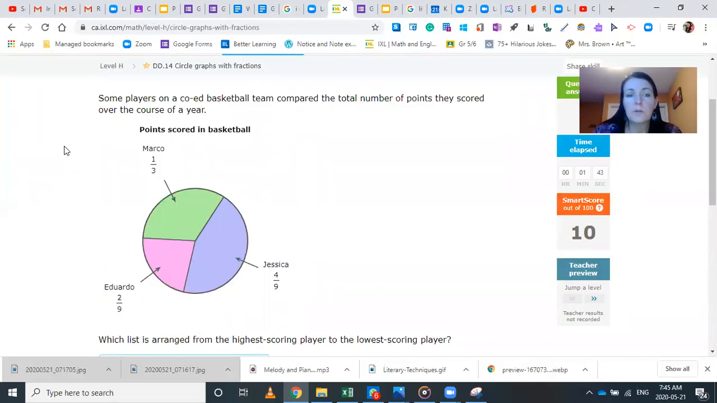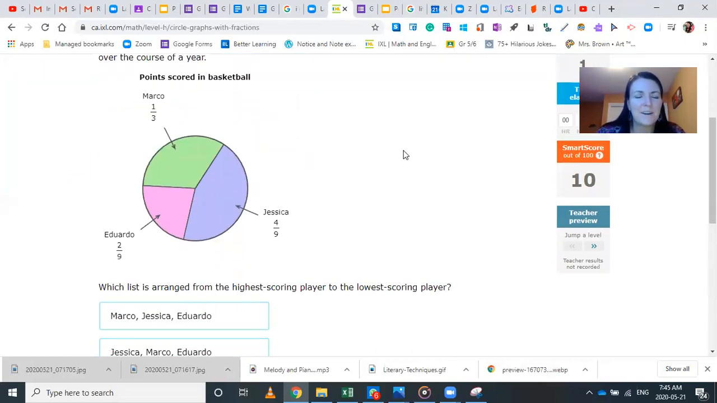Some players on a co-ed basketball team compared the total number of points they scored over the course of a year. Josiah and I right now are missing our basketball even more. One day. Points scored in basketball. So Marco scored 1/3, Jessica scored 4/9, and Eduardo 2/9. Okay. Which list is arranged from the highest scoring player to the lowest scoring player?